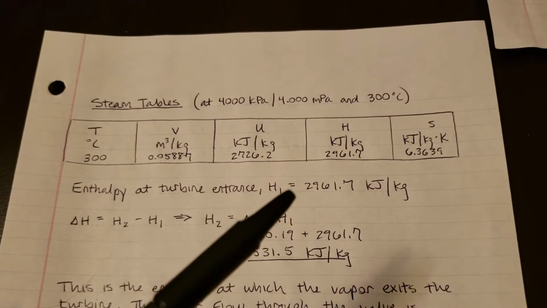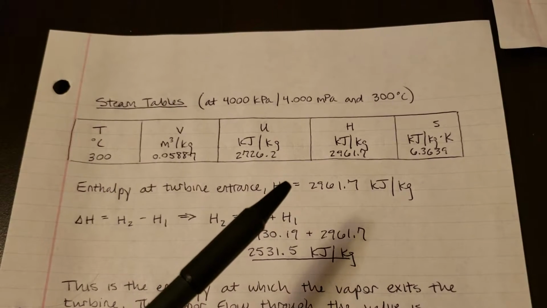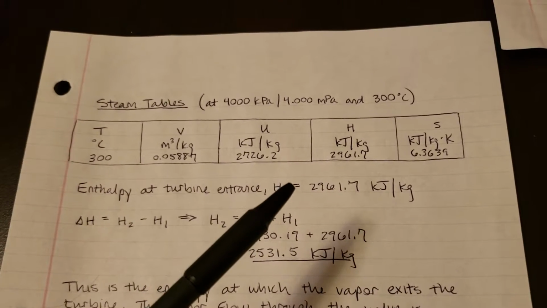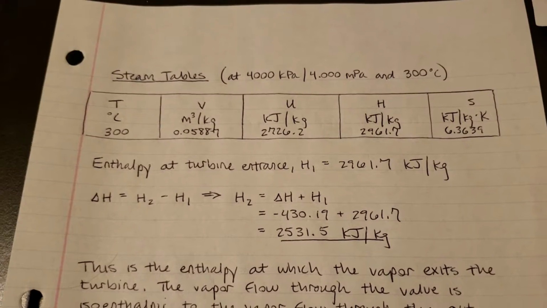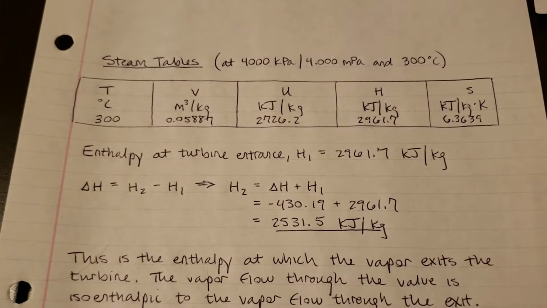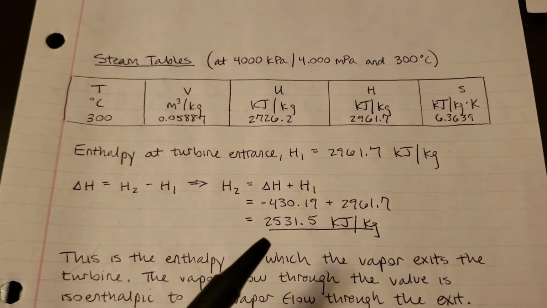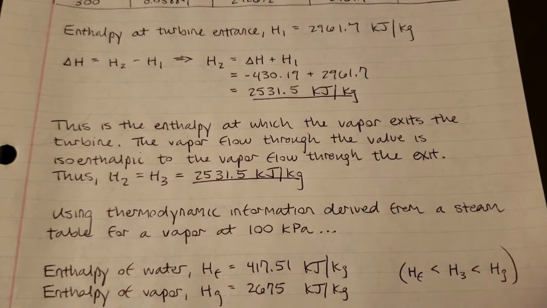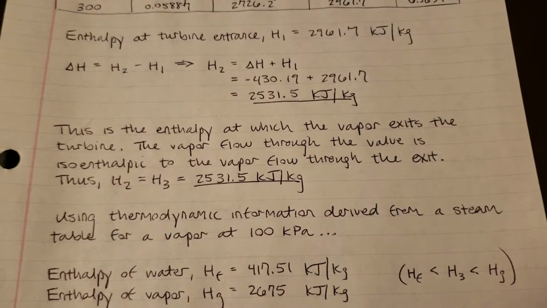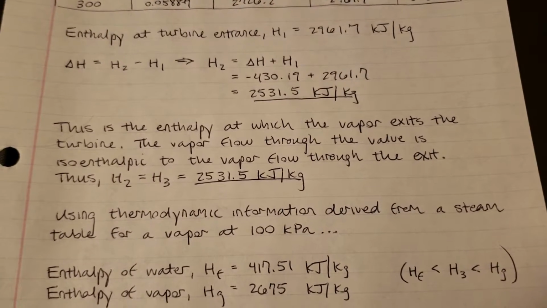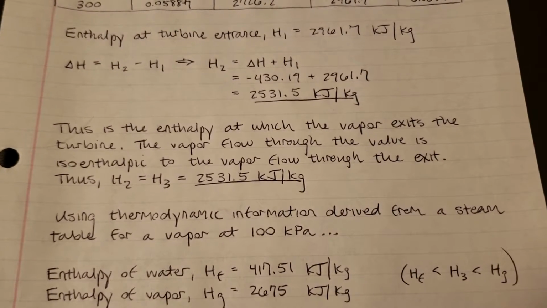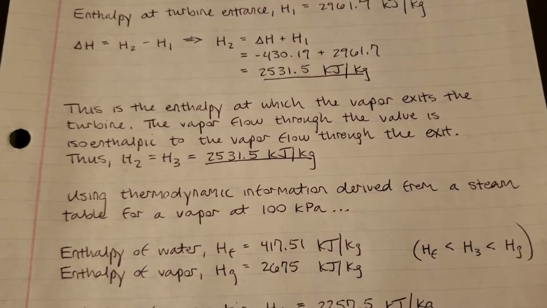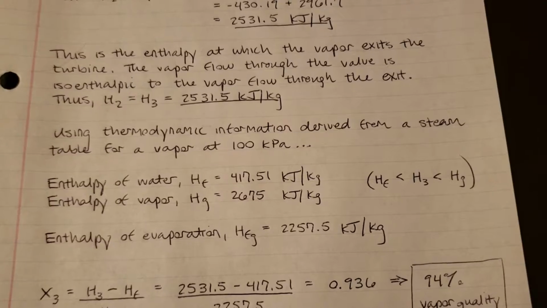As you can see, such an enthalpy is 2,961.7 kilojoules per kilogram. This means that the exit enthalpy is 2,531.5 kilojoules per kilogram. The vapor flow through the valve is isoenthalpic to the vapor flow through the exit. Thus, H2 equals H3 equals 2,531.5 kilojoules per kilogram. H3 refers to the valve enthalpy.